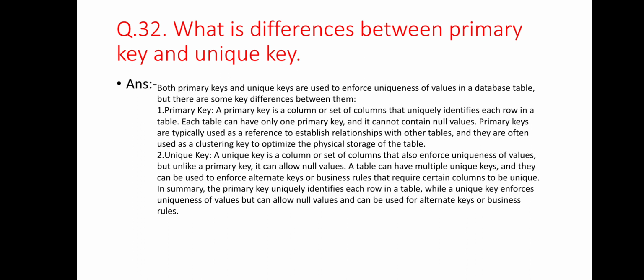A unique key is a column or a set of columns that also enforce uniqueness of values, but unlike a primary key, it can allow null values. A table can have multiple unique keys, and they can be used to enforce alternate keys or business rules that require certain columns to be unique. In summary, the primary key uniquely identifies each row in a table, while a unique key enforces uniqueness of values but can allow null values and can be used for alternate keys or business rules.